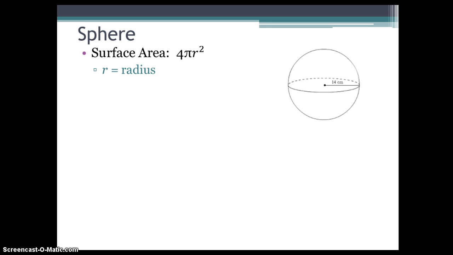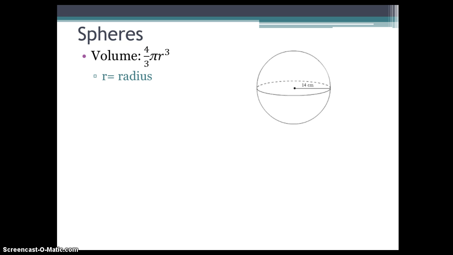Now, surface area of a sphere is 4 pi r squared, r being the radius. So if we look at our example here, the surface area is 4 pi times 14 squared, or 784 pi centimeters squared.